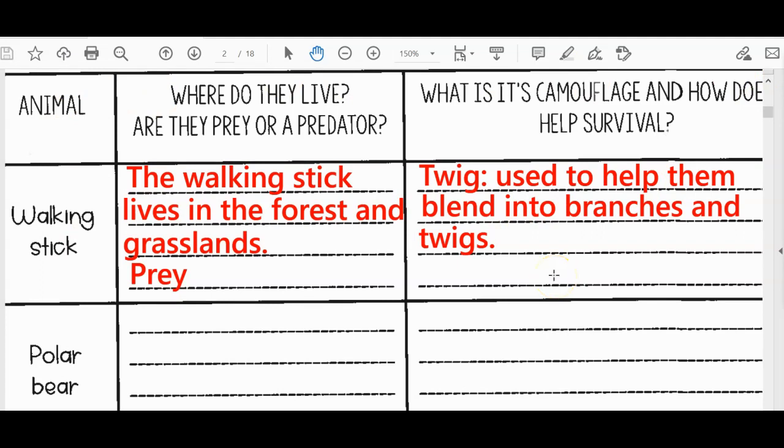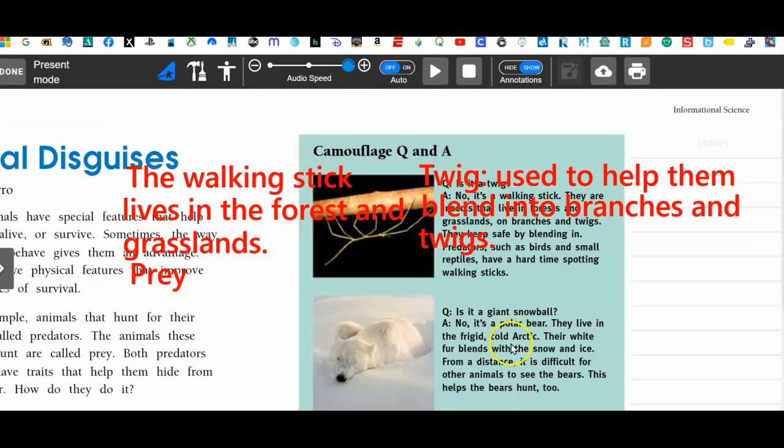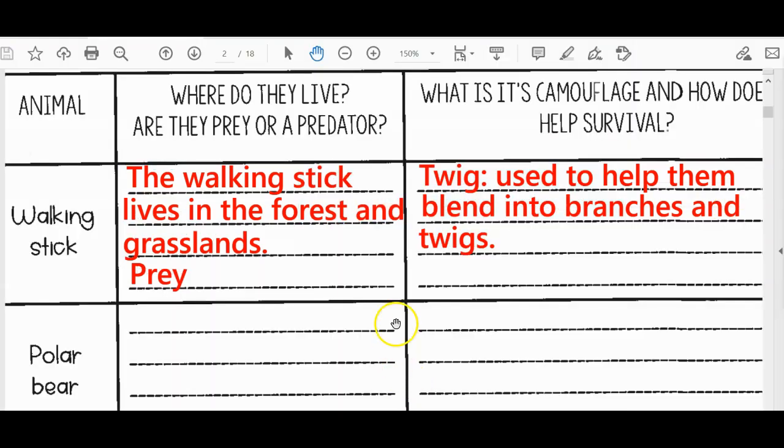Okay, so let's look at the polar bear. Go back to the text. Where does the polar bear live? Cold Arctic. I'm not just going to say the cold Arctic, I'm going to complete the sentence. Polar bears live in the Arctic.